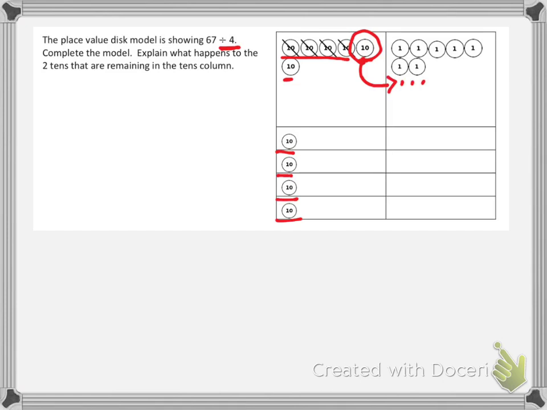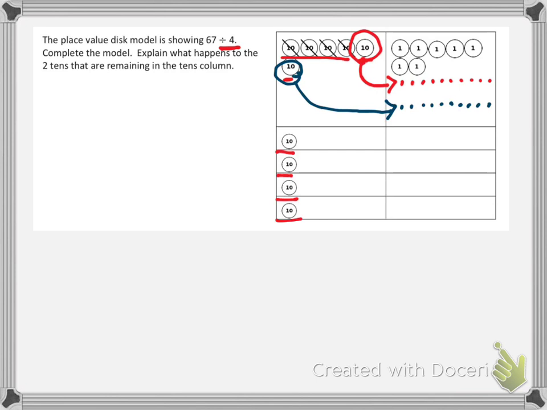1, 2, 3, 4, 5, 6, 7, 8, 9, 10. And then we have another 10 that we need to cash in for 10 1s. 1, 2, 3, 4, 5, 6, 7, 8, 9, 10. And then now we can divide up our 1s.